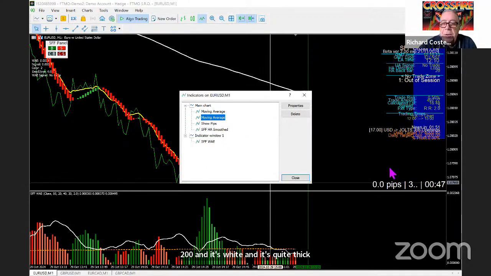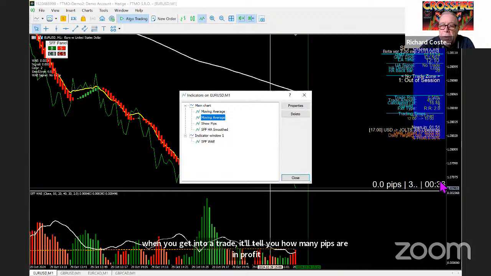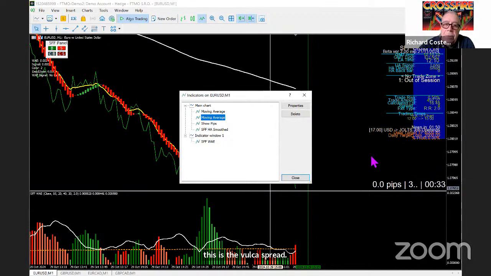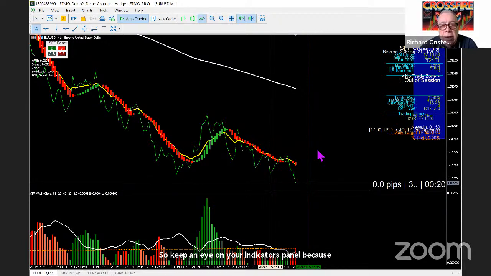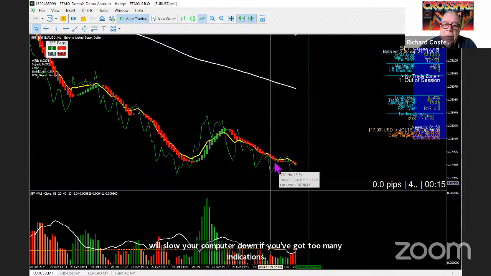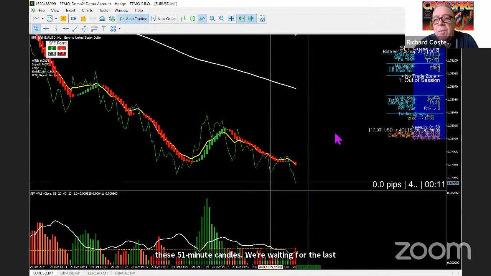Show pips is this section here. When you get into a trade, it'll tell you how many pips are in profit. This is the broker spread, and this is the countdown timer. So that's okay. And then the HA smooth I've already looked at. So keep an eye on your indicators panel, because it will slow your computer down if you've got too many indications. But once again, we're waiting for these 15 one-minute candles. We're waiting for the last one to close before we can go any further.